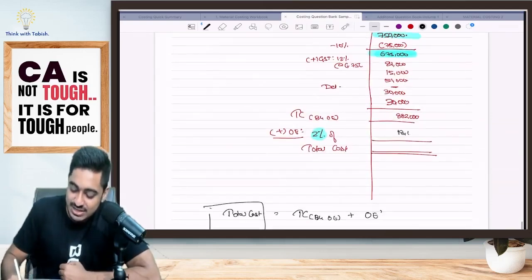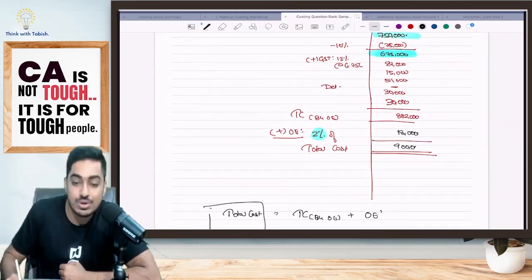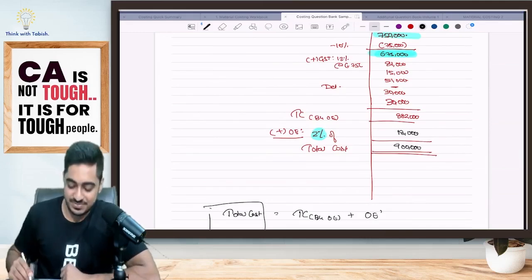Along with costing, so many life lessons will also be given. Yes, 8,82,000 plus 18,000, total cost is 9 lakh rupees. Yes or no, everyone? Perfect.